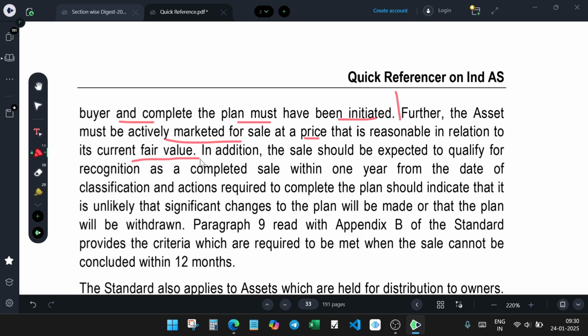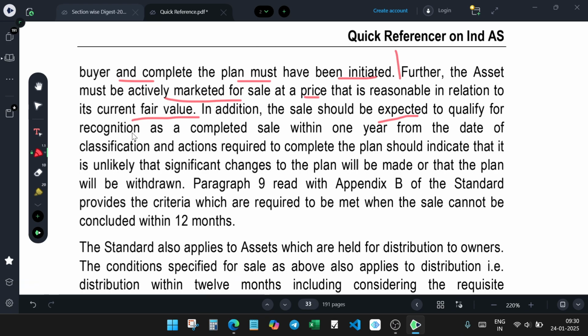You should check. In addition, the sale should be expected to qualify for recognition as a completed sale within 1 year from the date of classification. The action required must be completed. The plan should indicate that it is unlikely that significant changes to the plan will be made or that the plan will be withdrawn. What they are saying is that you have a plan to sell the asset. Highly probably it should be sold in 1 year, and this plan should be completed in 1 year from the date of classification.